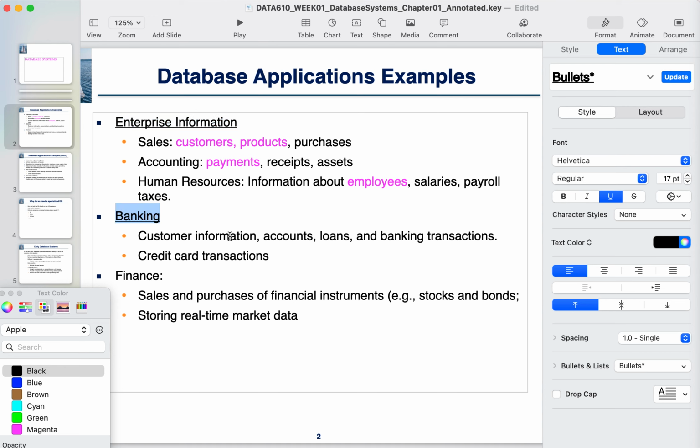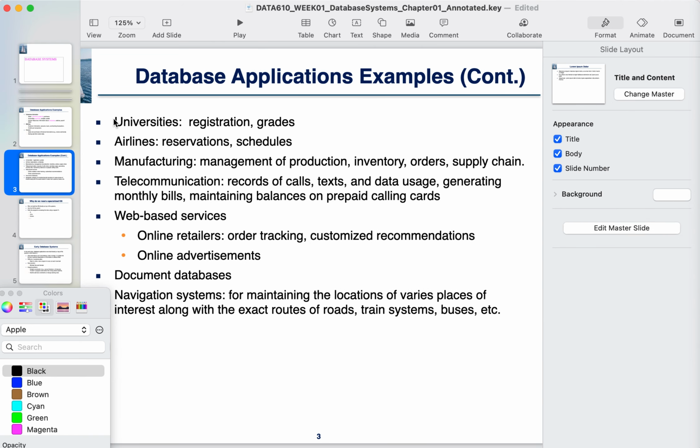If we look at banks, they have the same situation. Information about the customer, their accounts, what amount of money they have in their accounts, the transactions that they're making, any purchases, any deposits of money, the paychecks that they get will be saved in here. Credit card transactions. From a financial point of view, any sales, purchases, financial instruments, stocks and bonds, and so on would be saved in databases.